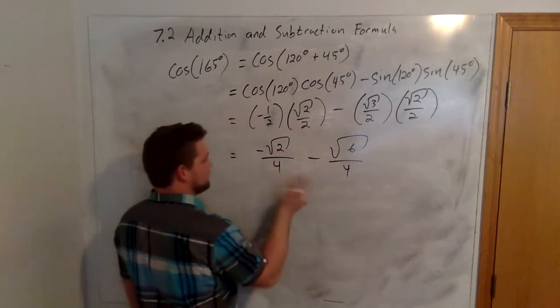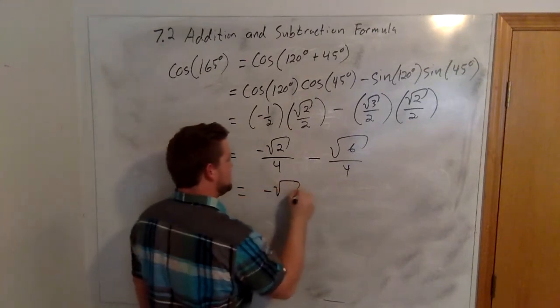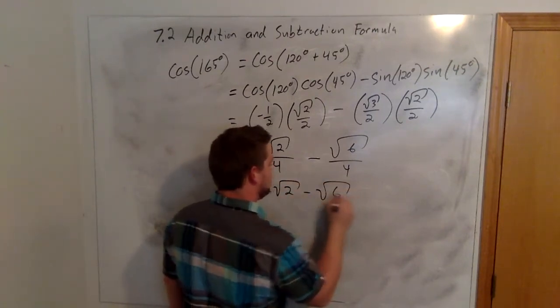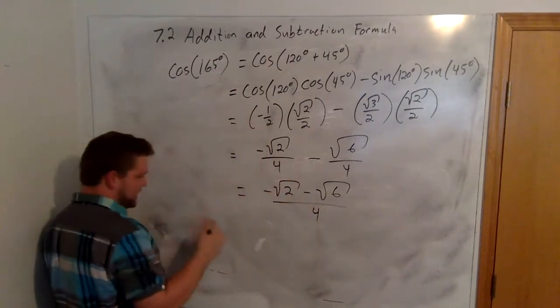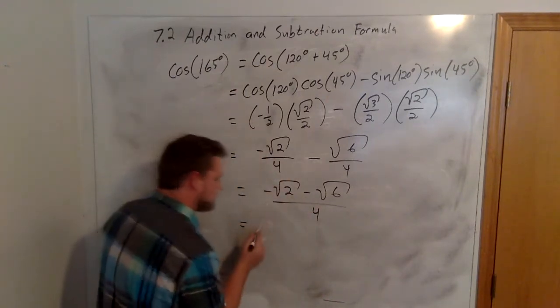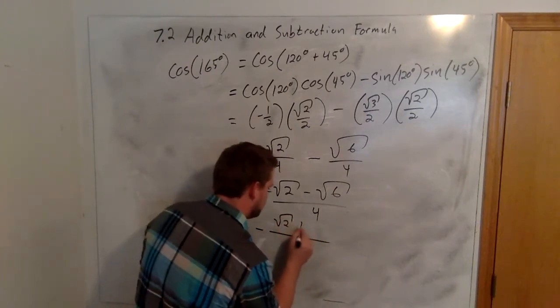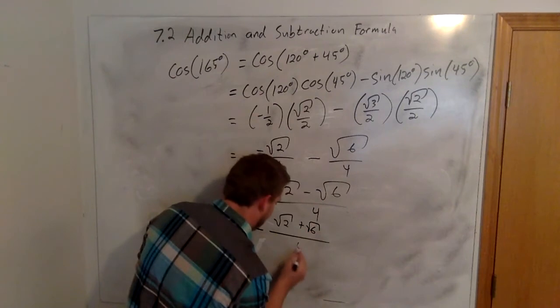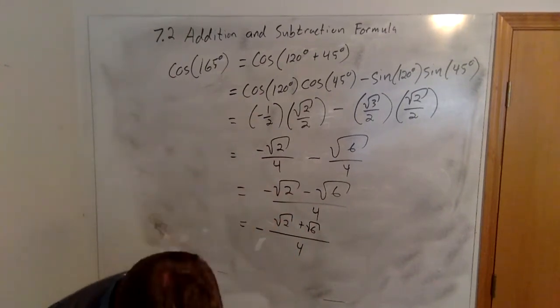So we could say this is equivalent to negative root 2 minus root 6, all over 4. Another way to commonly write this is to factor the negative completely out and move it in front of the fraction bar. So you could write this as negative root 2 plus root 6, all over 4. These are all equivalent.